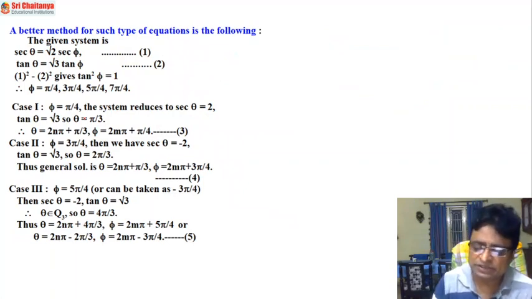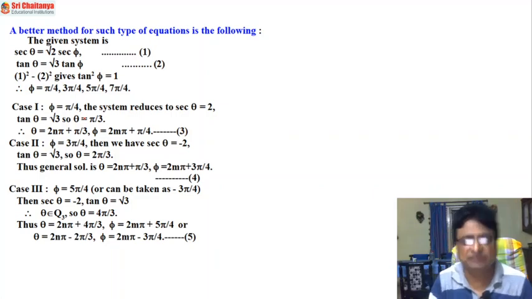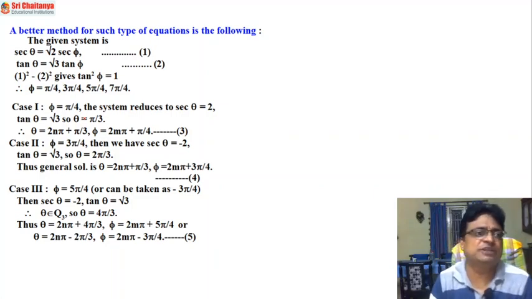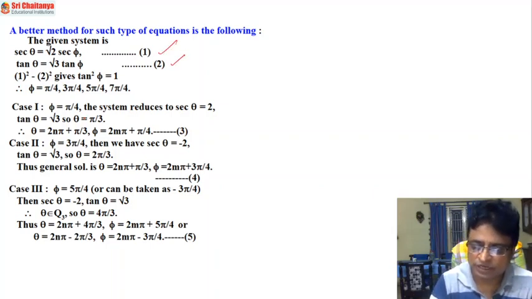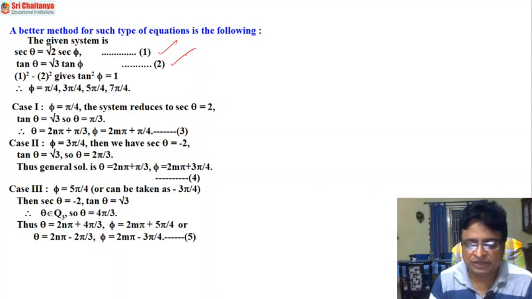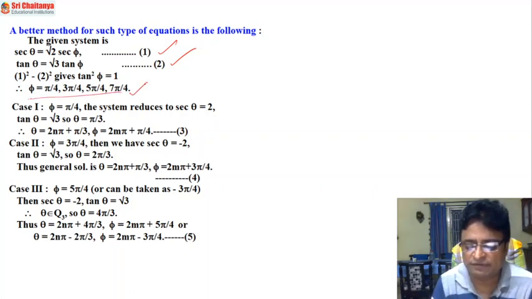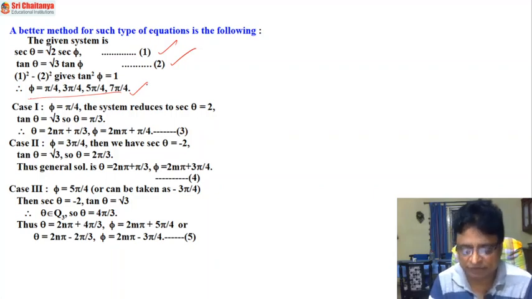So my friends, to avoid this complexity, better is you do like this. Whenever this kind of system of two equations is given to you, you do like this. These are the two equations given to you. Then eliminate theta, as I said. So you get tan square phi equal to 1. Find the values of phi. You just fix that phi.